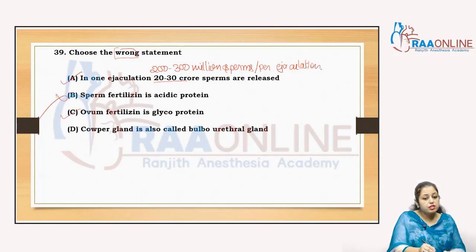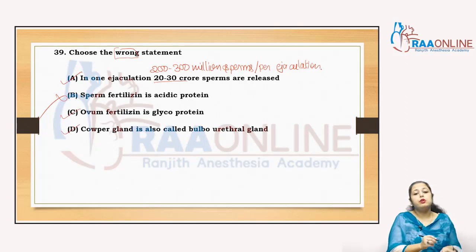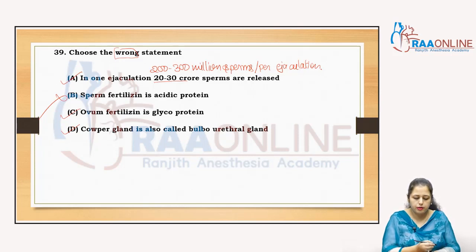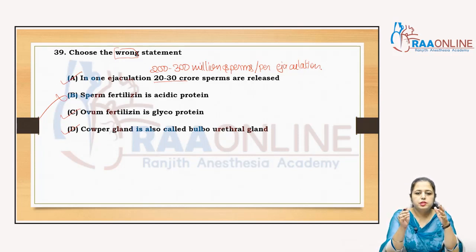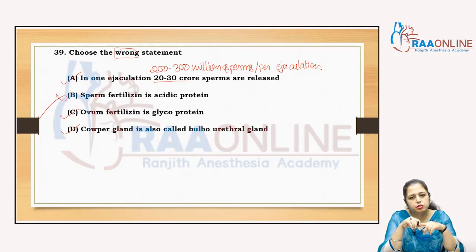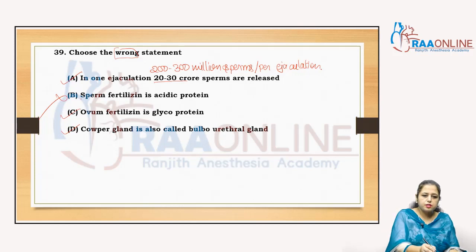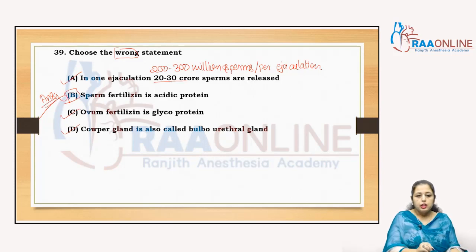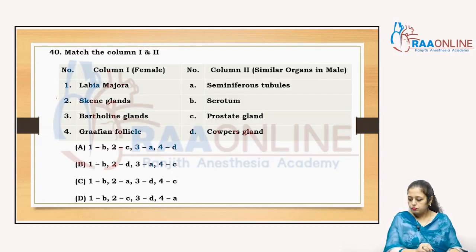Cowper's gland is also known as the bulbourethral gland, exactly because they are situated beside the urethra, and they are small bulb-like structures, right? That's why they are called the bulbourethral gland. So the answer is B, because the wrong statement is Bombay. Answer is Bombay. Clear? Now come to the next question.